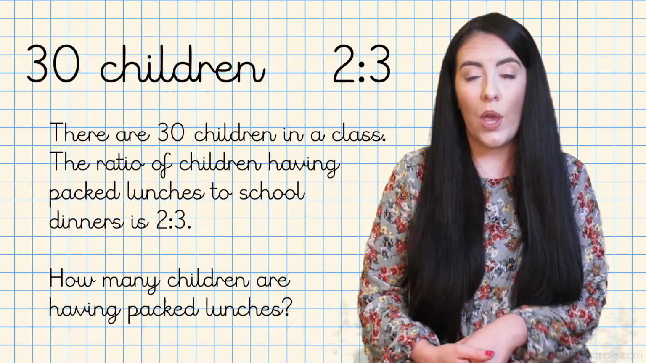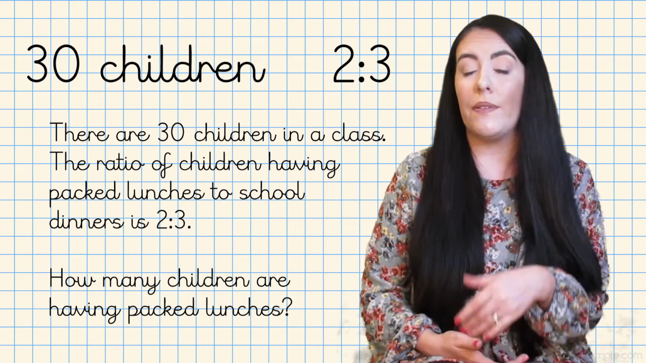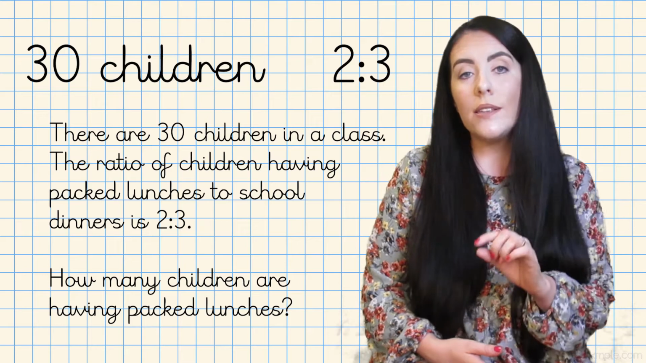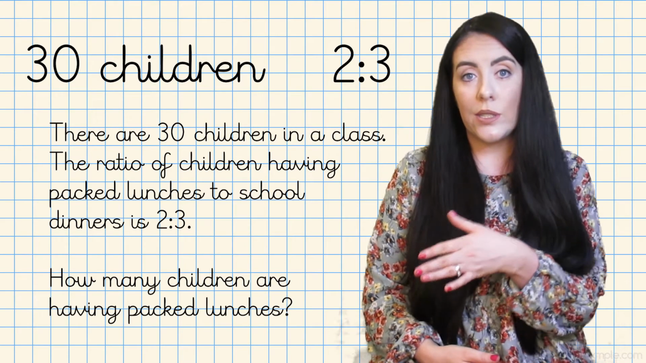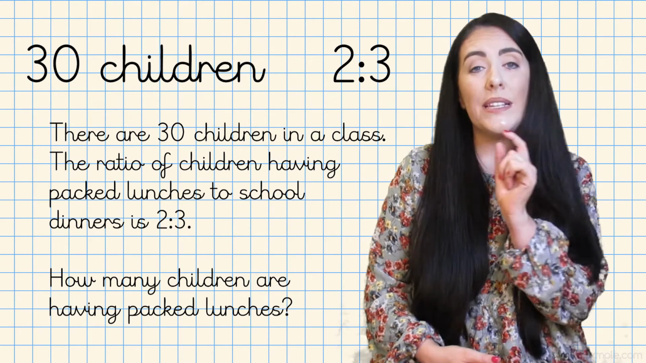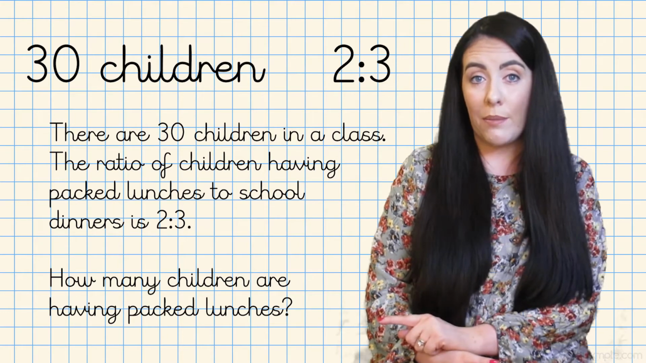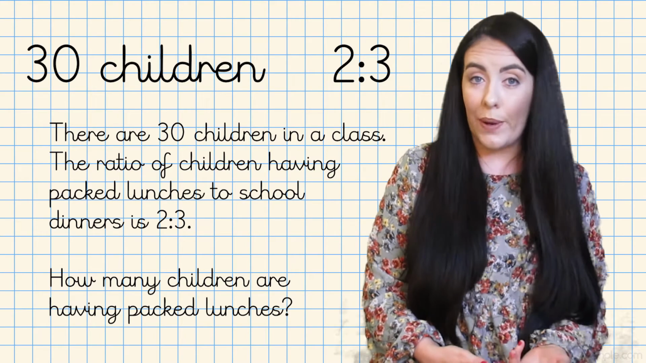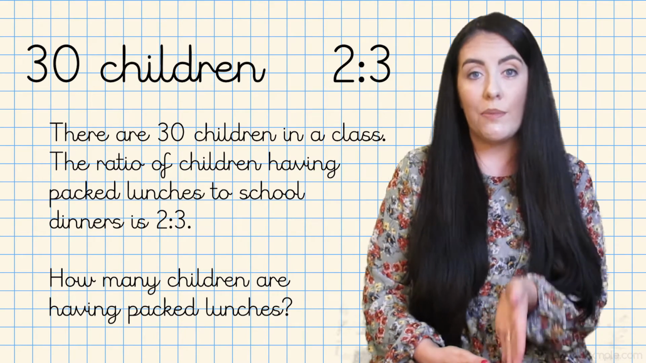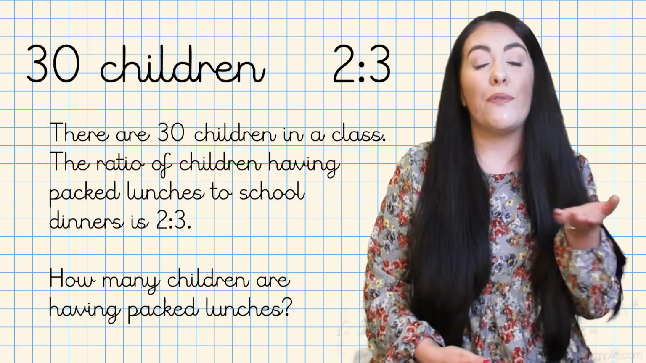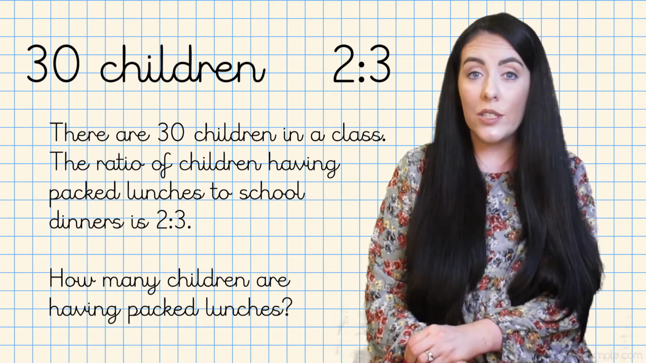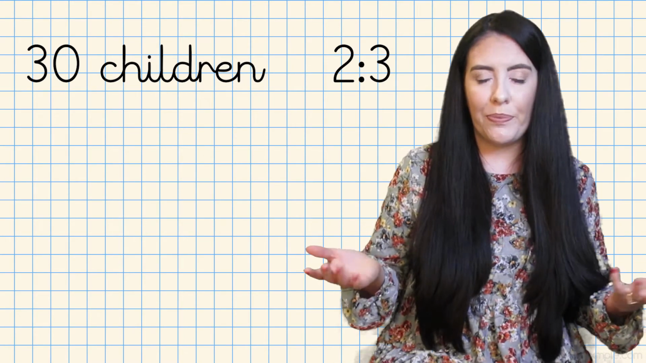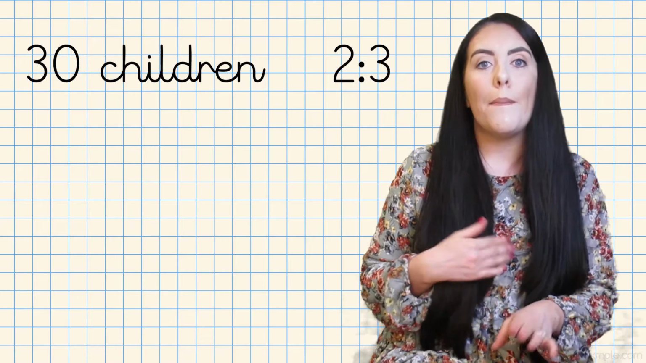That's our total. We also know that the ratio of children having packed lunches to school dinners is 2 to 3. Because it's written in that order, packed lunches to school dinners, packed lunches will represent the first number, i.e. the 2, and school dinners will represent the second number, the 3. So we know that for every 2 children having packed lunch, there are 3 children having school dinners. So how do we work it out? What we're going to do is work backwards.